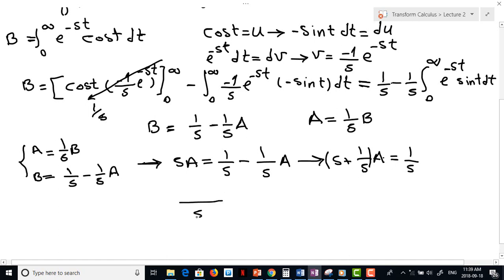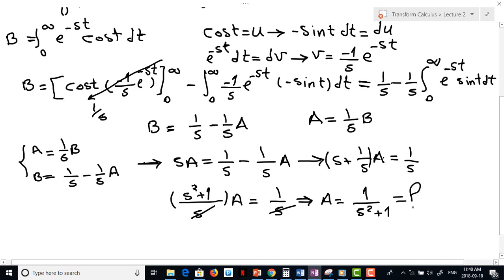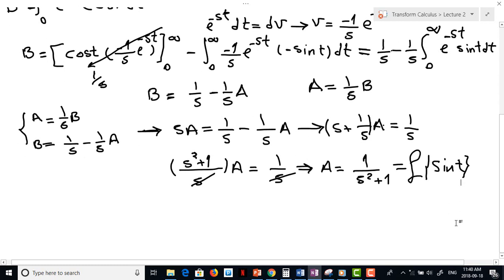As a result, we have s squared plus 1 times a is equal to 1 over s. I can cancel this s and this s. So we will end up with a is equal to 1 over s squared plus 1. In fact, a, at the beginning we defined it's equal to Laplace transform of sine t. So we could easily find Laplace transform of sine t using this equation. In fact, Laplace transform of sine t is equal to 1 over s squared plus 1.